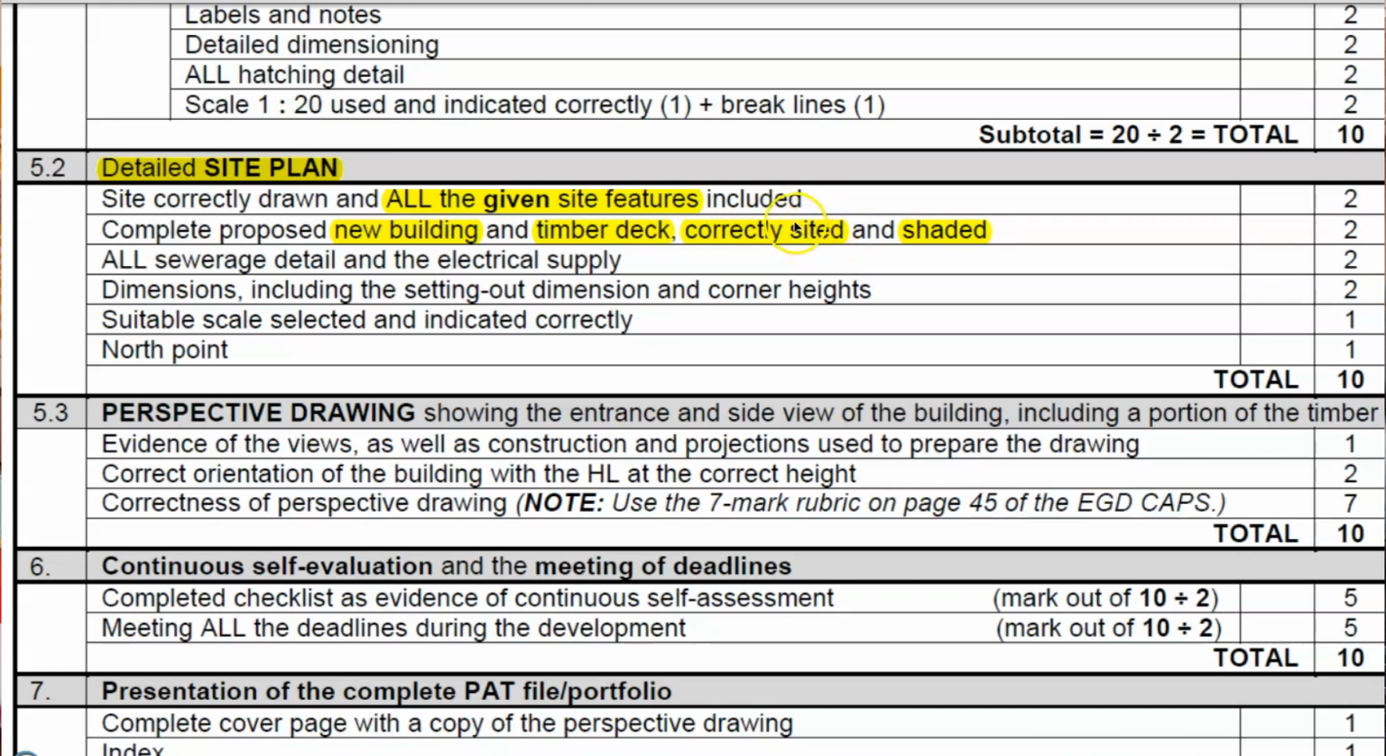You need to label it. In other words, the deck must be labeled, the new roof area must be labeled, but then also shaded correctly. That means you must use the correct coloring for the different parts of this building. Remember, new brickwork is red. We've got a wooden deck, which will be yellow, your sewer, which will be brown. All of that is with regard to the shading. Then again, all sewer detail and the electrical supply, both of them need to be indicated.